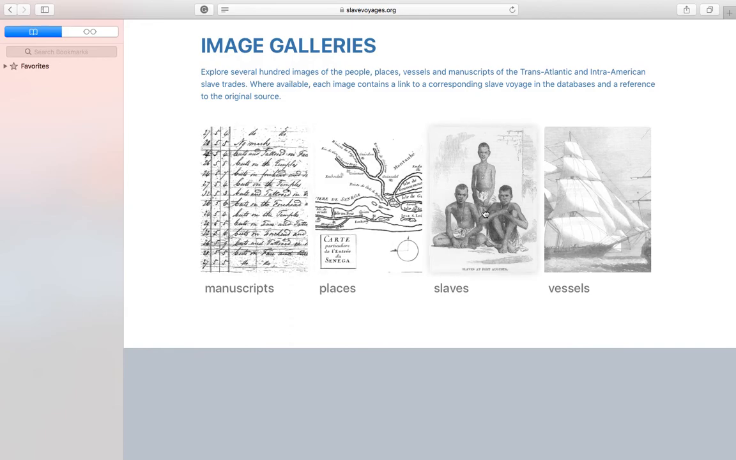You'll also need to click on here in the image galleries, particularly this category, to answer a number of questions this week on your assignment sheet. So begin exploring.